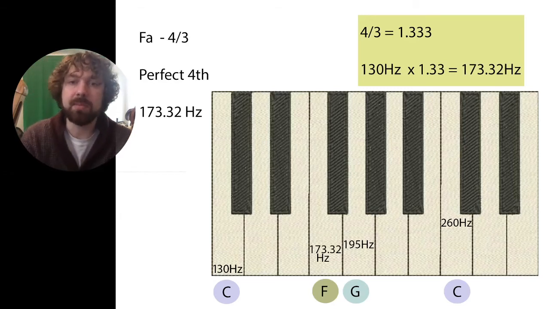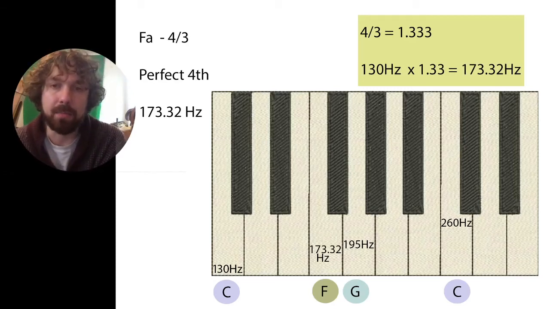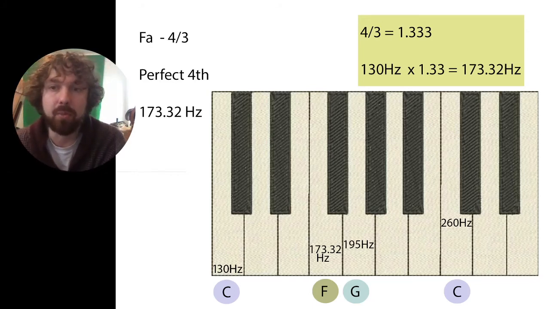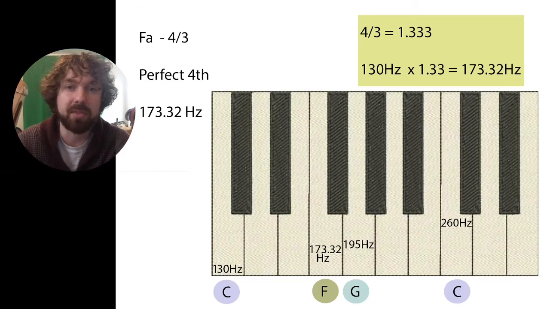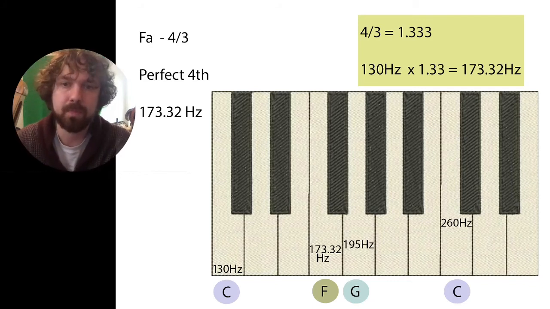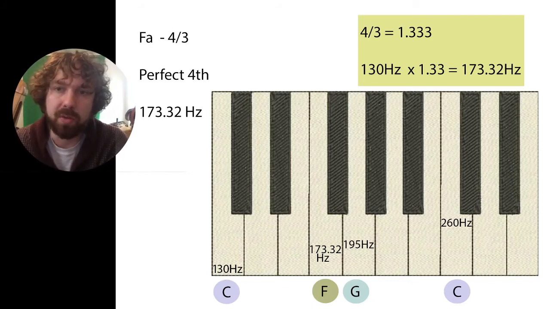Okay, the next most simple is 4-to-3, and this is the interval for the perfect fourth. So that means we take 130 hertz, multiply it by 1.33, and we come up with 173.32 hertz for F. Now keep in mind C is actually not 130. I rounded it just to keep it simple, otherwise we would have way too many decimal points. Okay, so we've got 4-to-3.